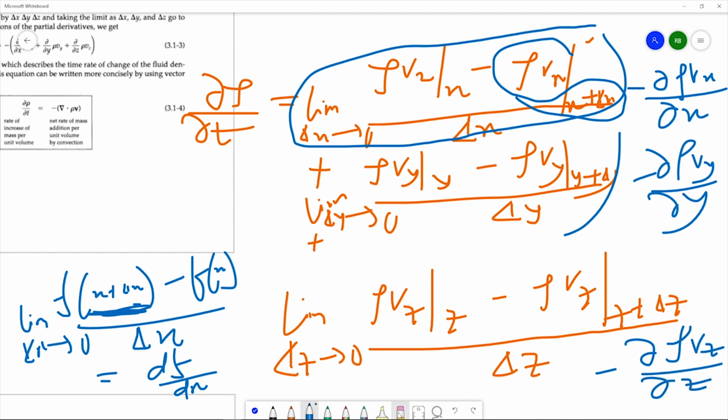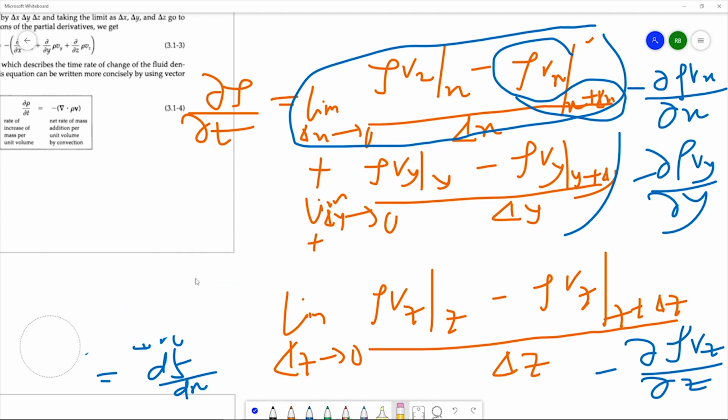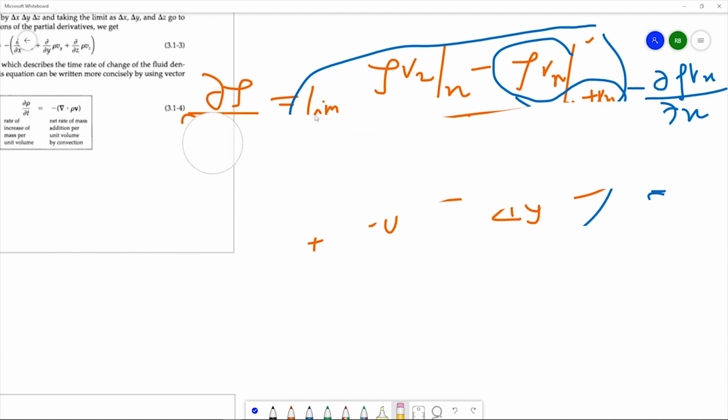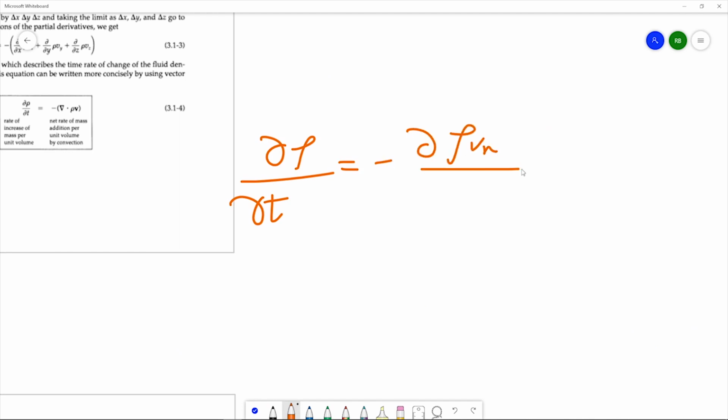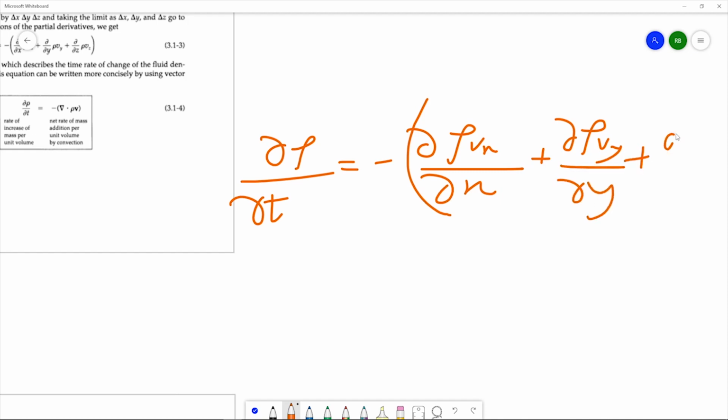So if you collect all the terms now, I will erase. You'll get ∂ρ/∂t equal to minus [∂(ρvx)/∂x plus ∂(ρvy)/∂y plus ∂(ρvz)/∂z]. I will take the minus common. Okay, so what is this? Can you replace it with something?